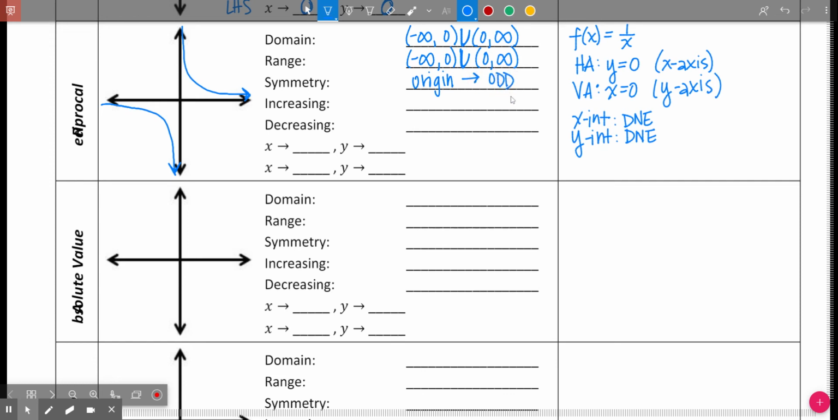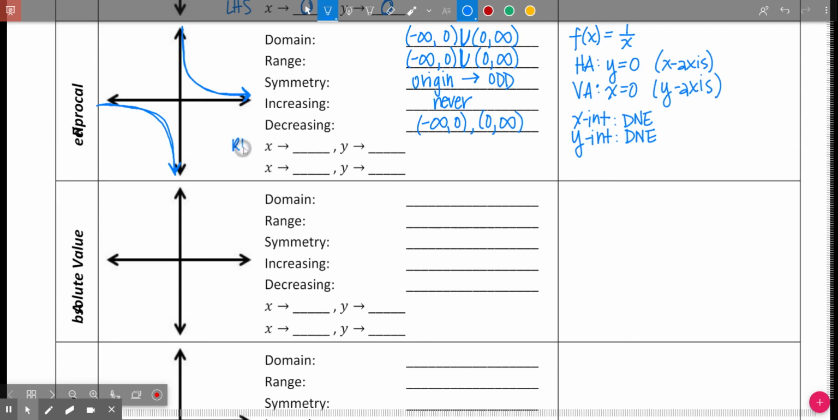And remember, to determine if you're symmetric to the origin, if you flip this graph upside down 180 degrees, would it give you the same graph back? And the answer is yes. The reciprocal function is never increasing. It is always decreasing when you read the graph from left to right. So as I move from left to right, I go down, and then I go down again. So I'm always decreasing. So I decrease on the intervals negative infinity to 0 and from 0 to infinity.